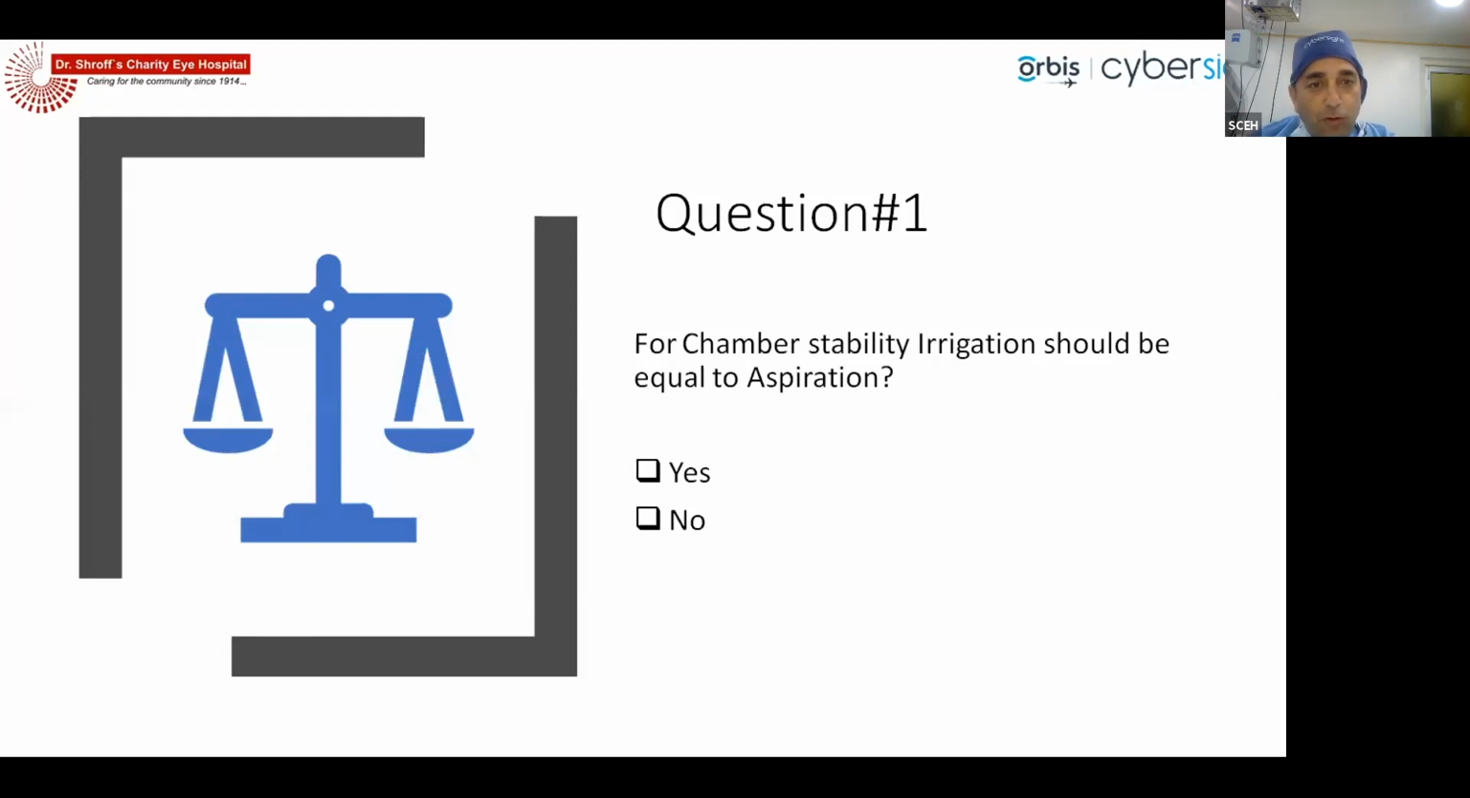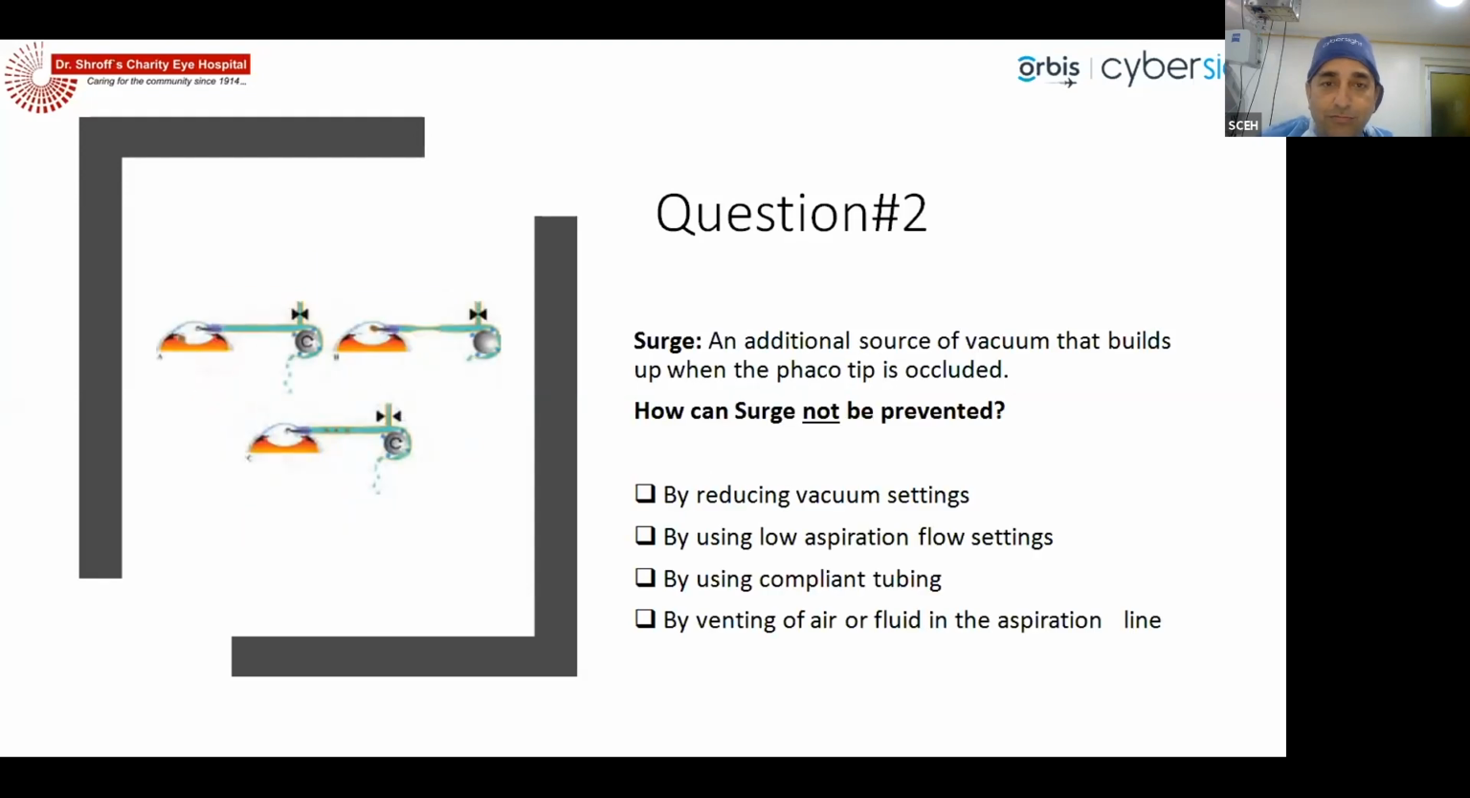So 64% of the participants are saying that irrigation should be equal to aspiration, while 36% disagree with that. We'll discuss this as we go along. Here's another question for you. Now, what is surge? Surge is an additional source of vacuum that builds up when the phaco tip is occluded. So there is sometimes a collapse of the chamber as soon as the piece goes in, and that's what is surge. Now, how can surge not be prevented?